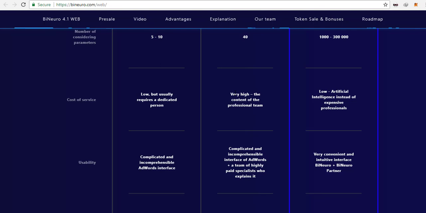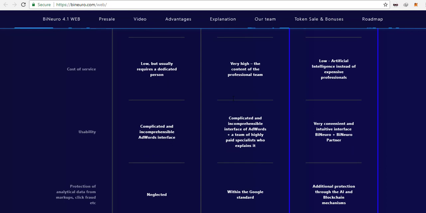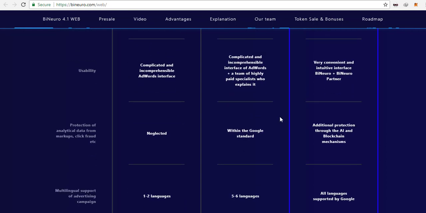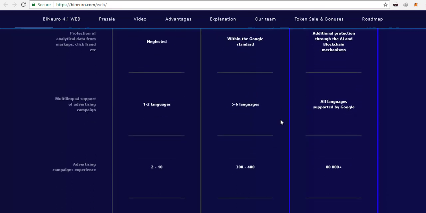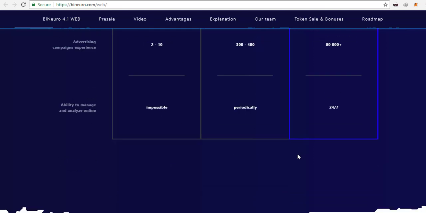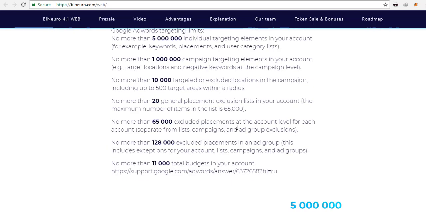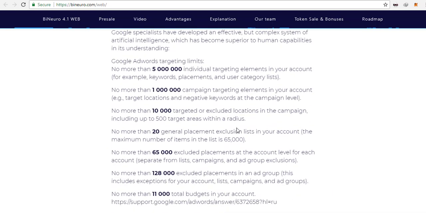No more than 10,000 targeted or excluded locations in the campaign, including up to 500 target areas within a radius. No more than 20 general placement exclusion lists in your account. The maximum number of items in this list is 65,000. No more than 65,000 included placements at the account level for each account, separate from lists, campaign and ad group exclusions.